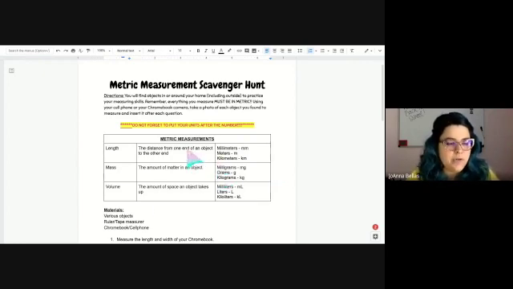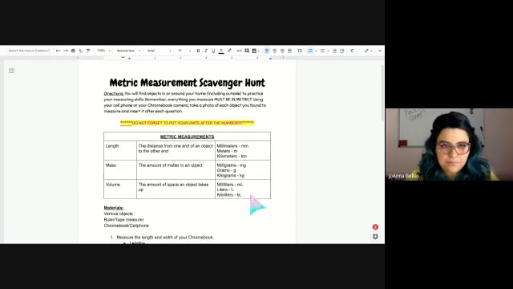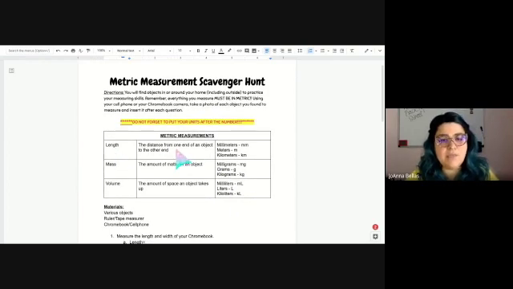And then I put here a quick little cheat sheet. So for length, it's the distance from one end of an object to the other end. And in metric, these are the most commonly used: millimeters, which the abbreviation is mm, meters, which is m, and kilometers, which is km. Now notice the upper and lower case. It is very important that you pay attention to the case. It is lowercase for meters.